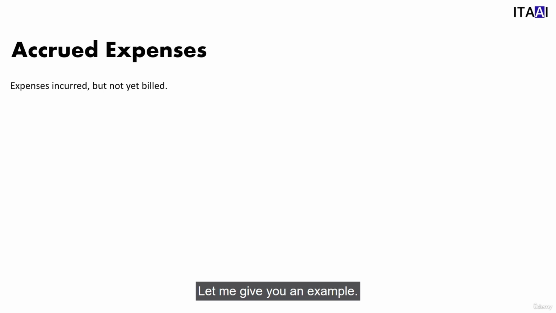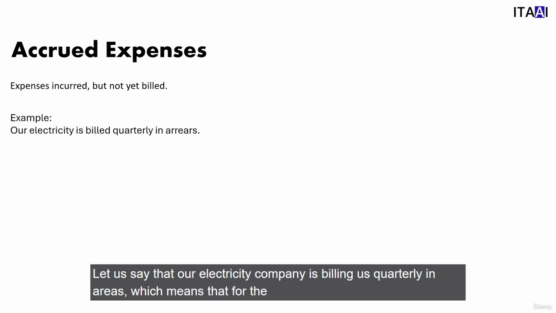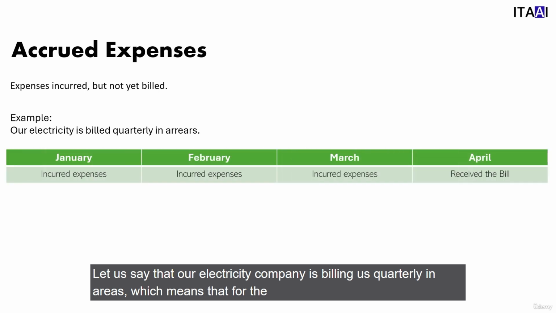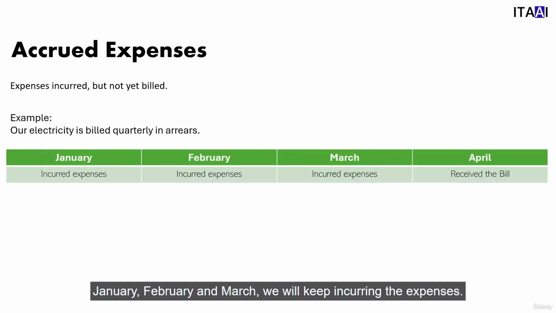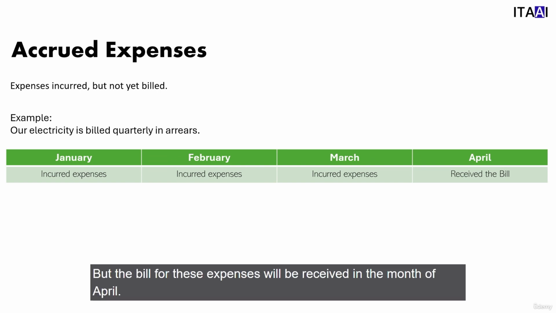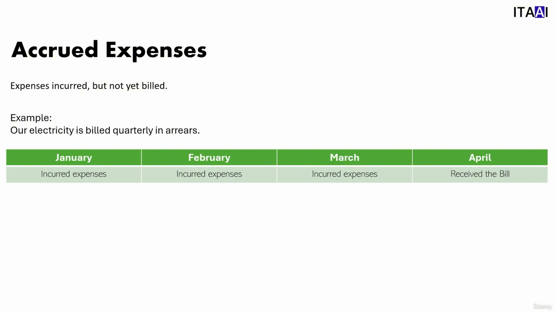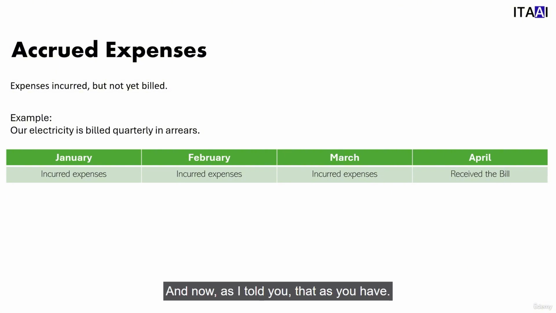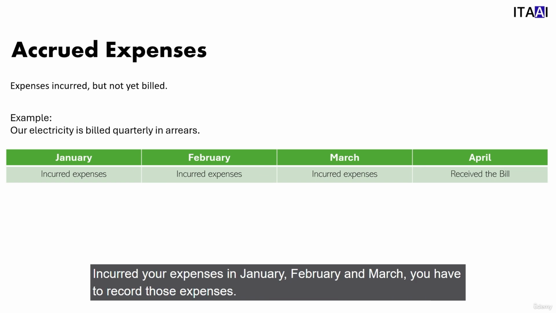Let me give you an example. Let us say that our electricity company is billing us quarterly in arrears, which means that for January, February, and March, we will keep incurring the expenses, but the bill for these expenses will be received in the month of April. Now, as I told you, as you have incurred your expenses in January, February, and March, you have to record those expenses.